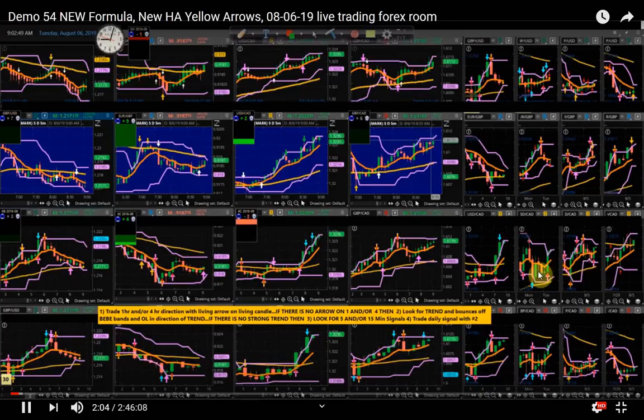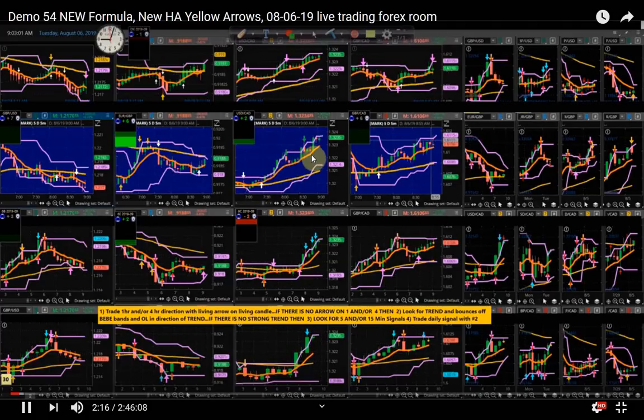UCAD trend up, up, up, up, and look guys, from here off the orange line, up, off the orange line, up, off the orange line, up, 5 minutes up, and look, BB band, bang, HA. Okay.